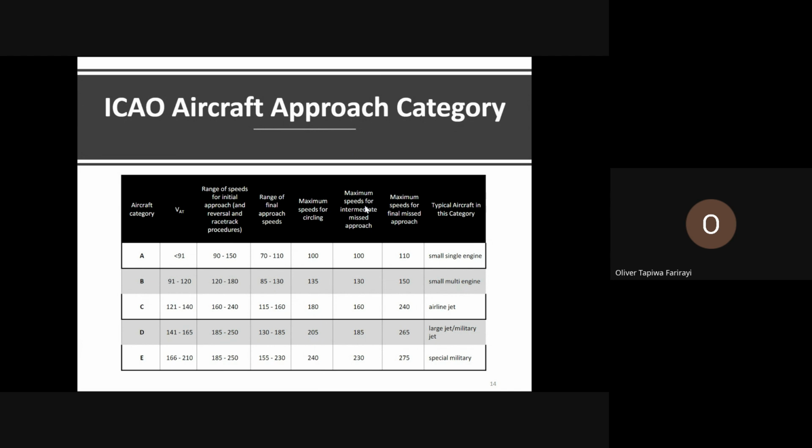Then intermediate missed approach, then maximum speed on final missed approach. So you can see when they're doing the missed approach, they are pulling up and then they are also increasing their speed so that they can then gain momentum.